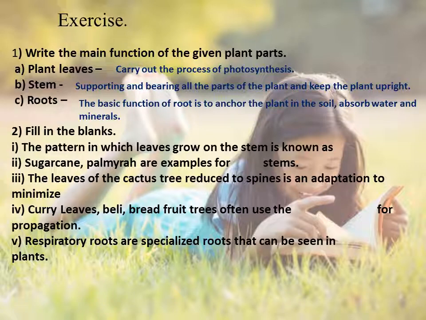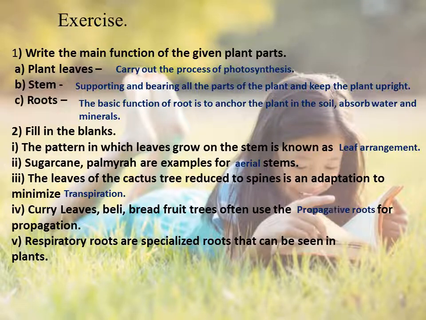Let's fill the blanks. The pattern in which leaves grow on the stem is known as leaf arrangement. Sugarcane and palmyra are examples for aerial stems. The leaves of the cactus tree reduced to spines is an adaptation to minimize transpiration. Curry leaves, bael and breadfruit trees often use the propagative roots for propagation. Respiratory roots are specialized roots that can be seen in mangrove plants.